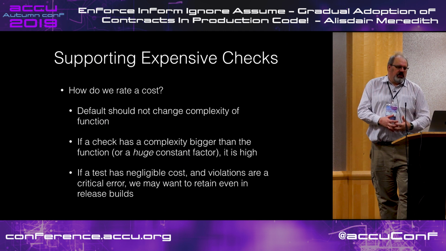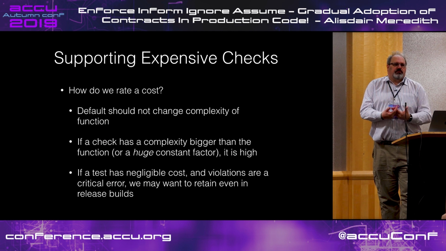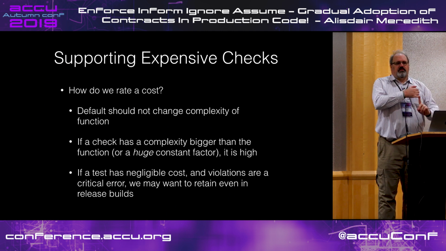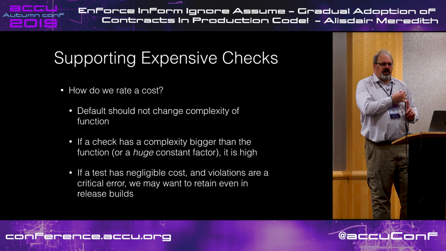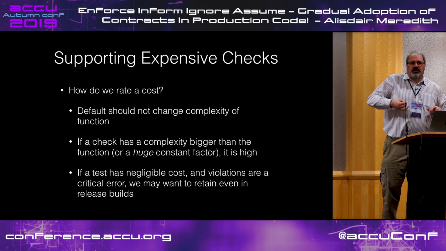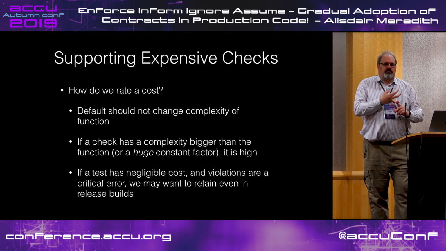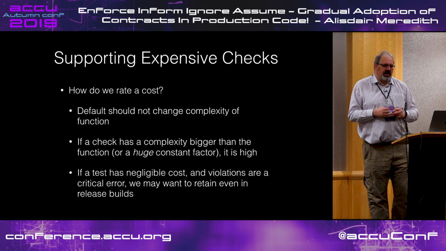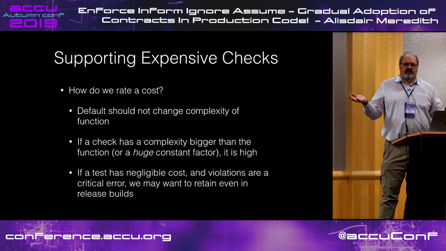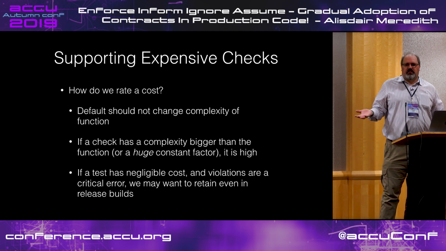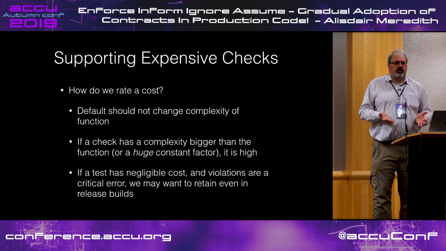So how do we rate a cost? Well, there's two main things that will make a check expensive. It's either going to have a really large constant factor compared to the rest of the function that you're evaluating, or in the worst case, you're going to change the algorithmic complexity of the function, such as in the case we're looking at, where determining that I have a valid range, that everything is sorted, is going to violate the complexity assumption that I'm going to do a binary lookup.